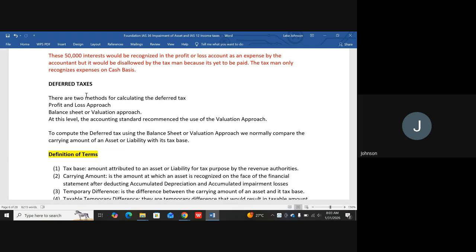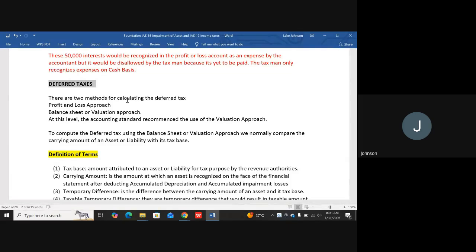So it's on that taxable profit that the taxman is going to charge the tax rate. Okay, so you discover that whenever you have deferred taxes, it is a situation whereby the tax that you computed based on your accounting profit is actually different from the tax that the taxman is talking about. Another thing that causes this difference is what we call your carrying amount versus your tax base.